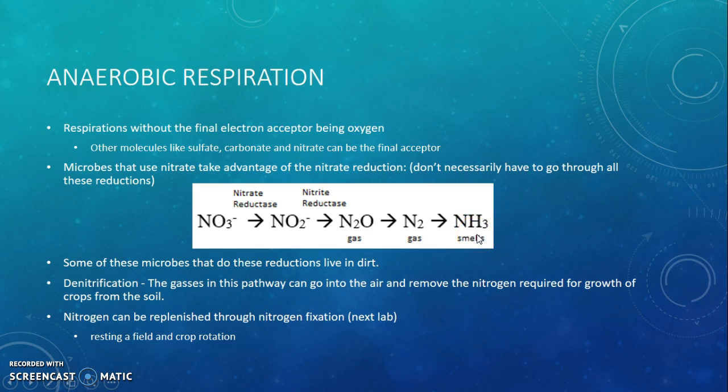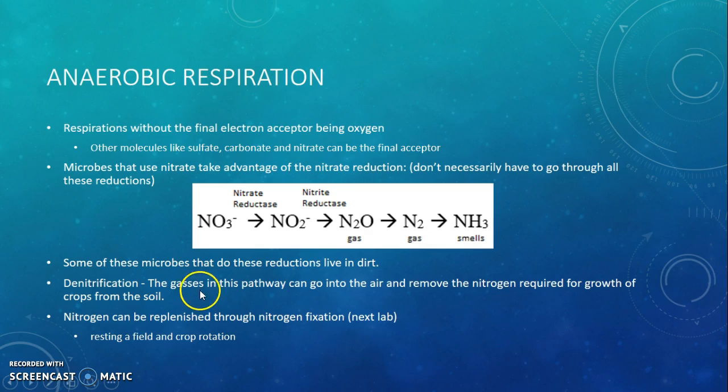So, yeah. But you don't necessarily have to go through all of these reductions, right? You can start off reducing just nitrate to nitrite, and that's it. Or you can reduce nitrate to NO2 or N2O gas, right? Or you can go all the way to ammonia. You can start at nitrite and then go to ammonia. As long as you're going down the reduction pathway, you can use any combination you want.